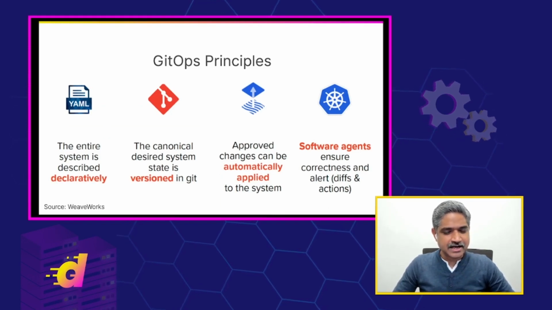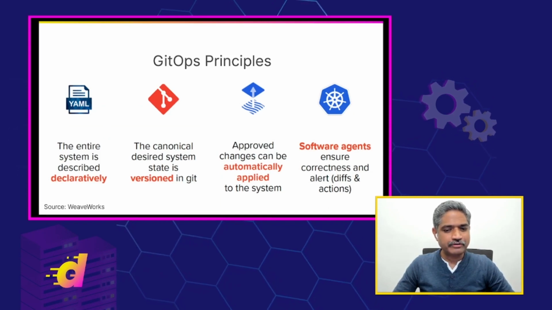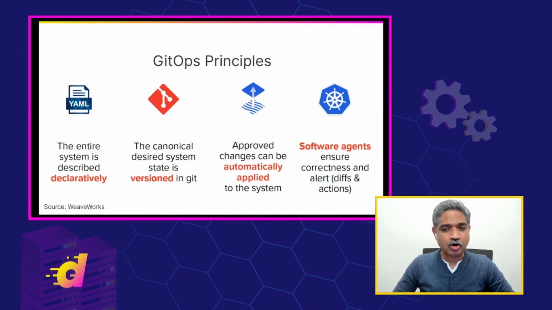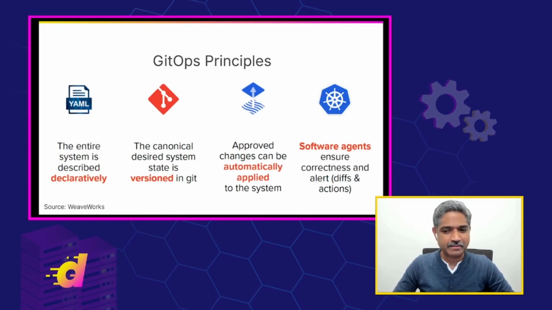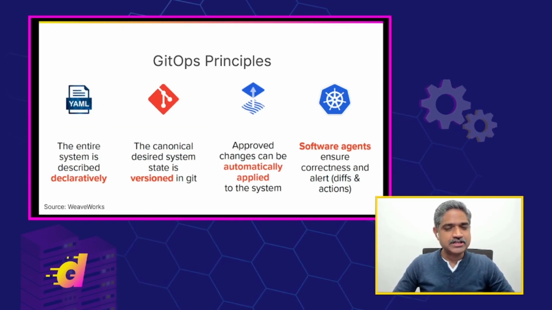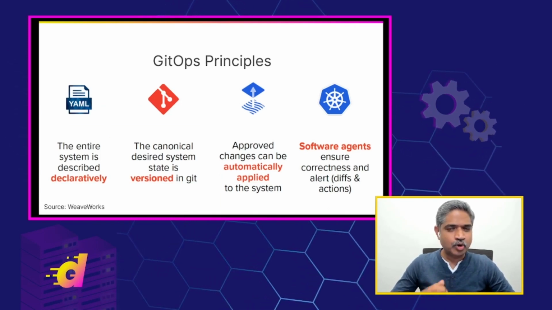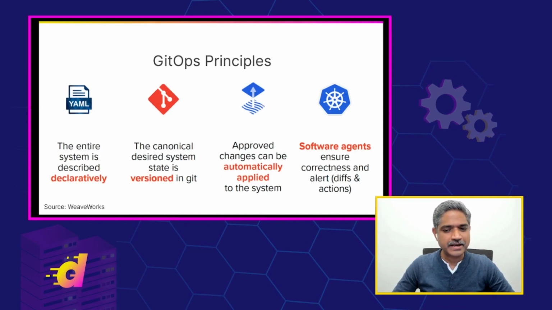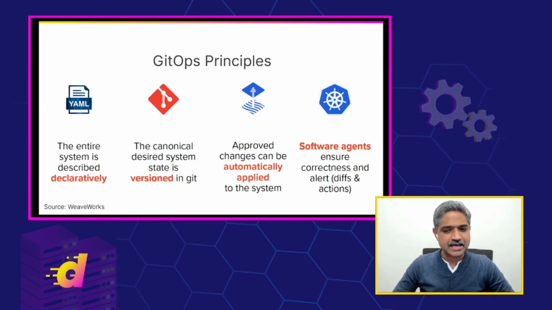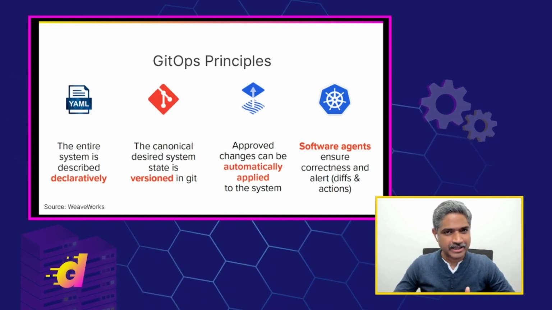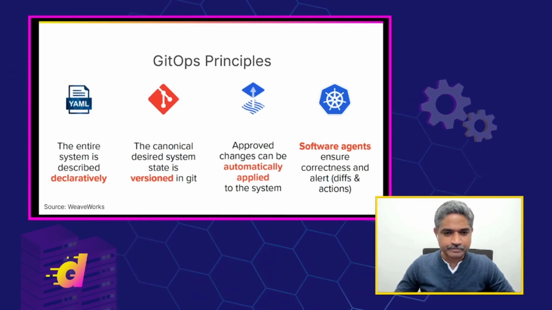The changes that are accepted and approved will be automatically applied to the system, which is the cluster, or it could be even non-Kubernetes environments. And the software agents are responsible for listening for these commits or polling the Git repo and automatically applying the changes and managing notifications when there is a drift or when there is a failure in the rollout.